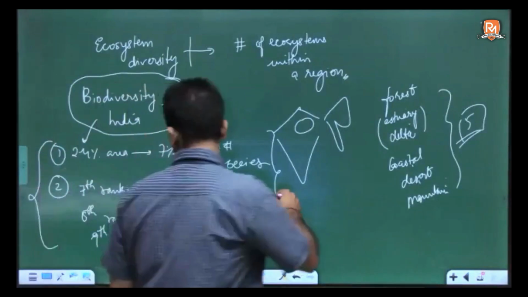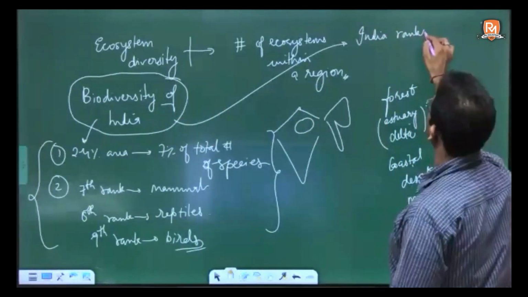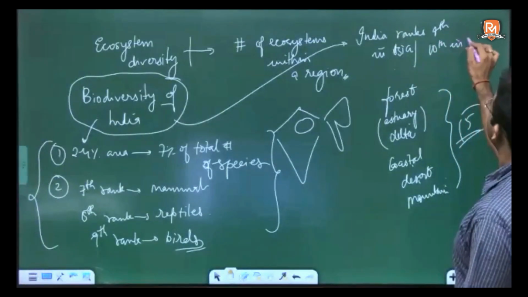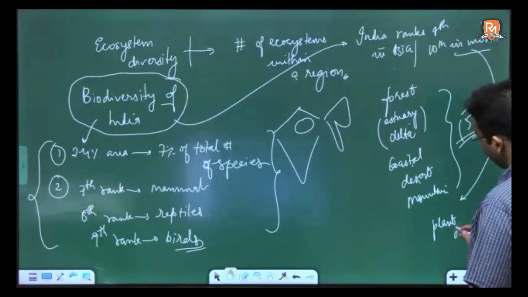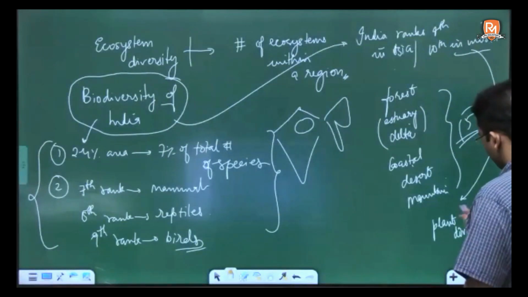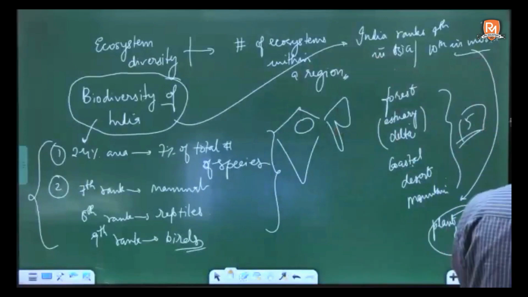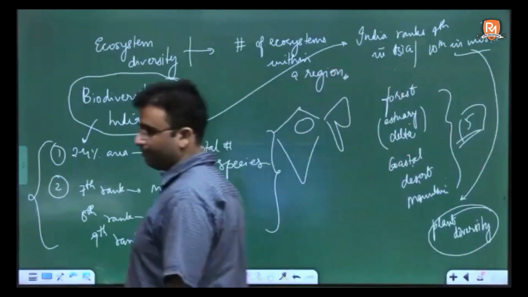You can also write one more fact here. In terms of plant diversity, India ranks 4th in Asia and 10th in the world. So these are the facts associated to the biodiversity of India.